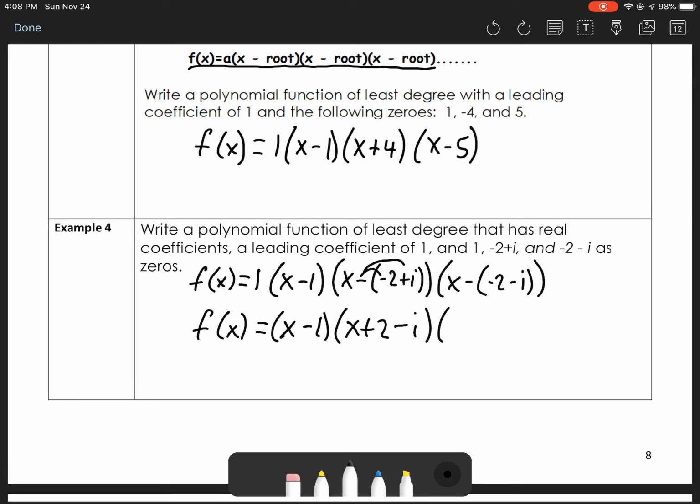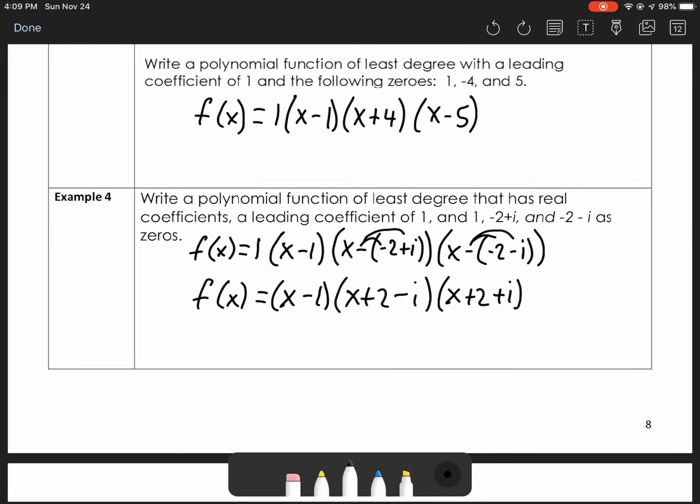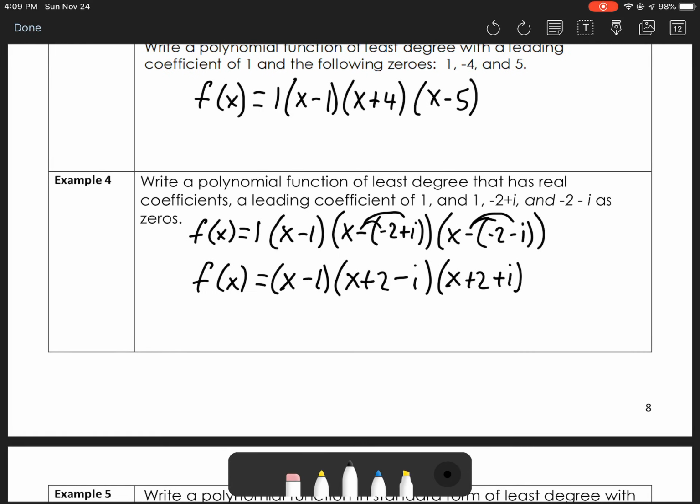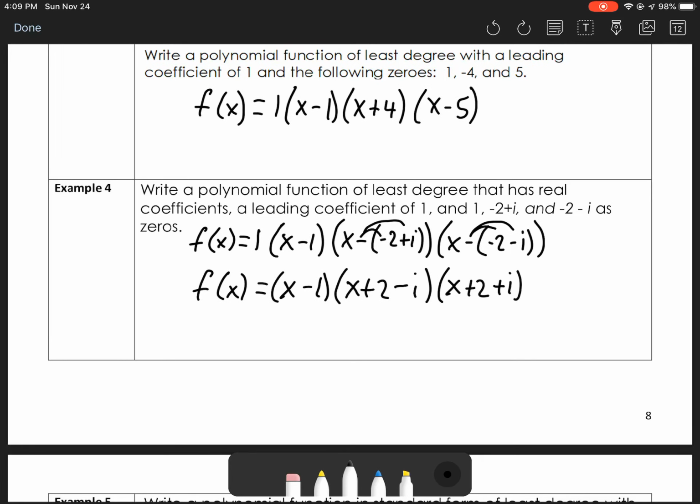Next, we are going to have to distribute here and here. It's going to be x plus 2 plus i. Okay, so we're going to leave this in factored form. When I come back, we will talk about distributing this, but for the sake of today, we're just going to leave it in the factored form, and then when I come back, we'll talk about how we put it into standard form. So this is going to be our answer for right now.